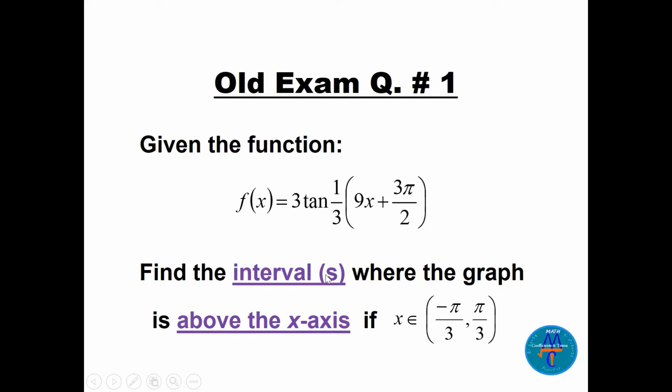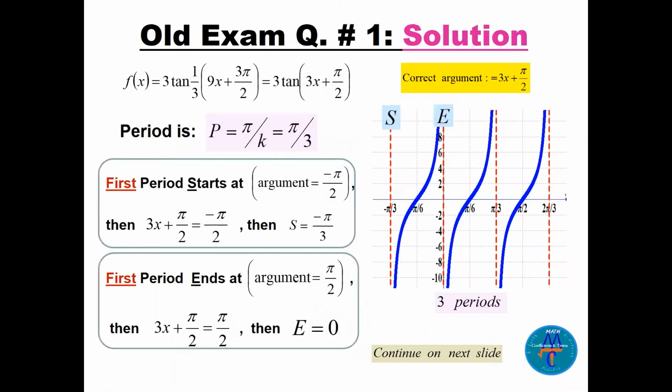Find the interval or intervals where the graph is above the x-axis if x is between minus pi over 3 and pi over 3. So the idea here is to graph this function and look at the given interval, and see where the graph is above the x-axis.